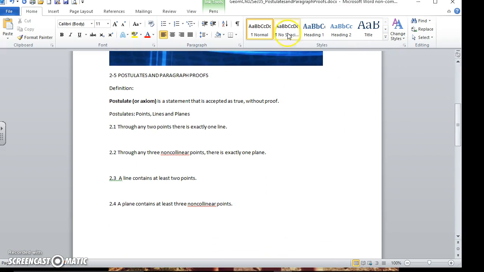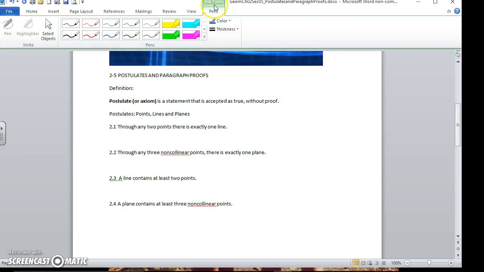First of all, when you hear me talk about a postulate, you should know that it's a statement accepted as true, and we don't have to prove it. So when we write these next postulates down, we know that they're true. We accept them as being true. We don't have to go through a proof for them. So let's look at 2.1. This will go in your theorems and postulates section, so you need a page for this.